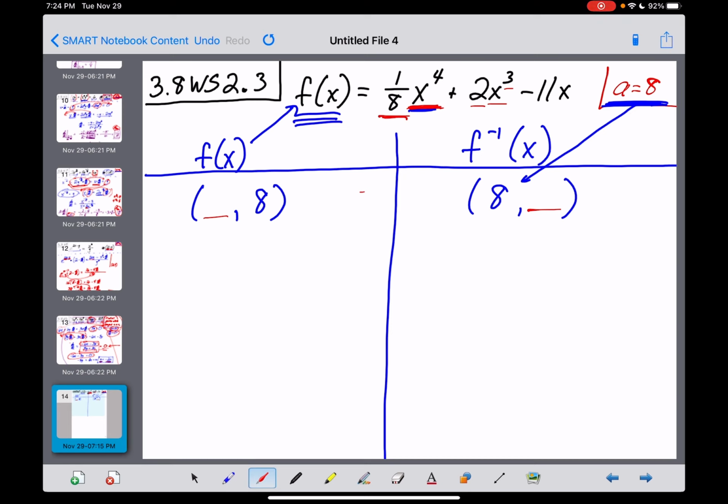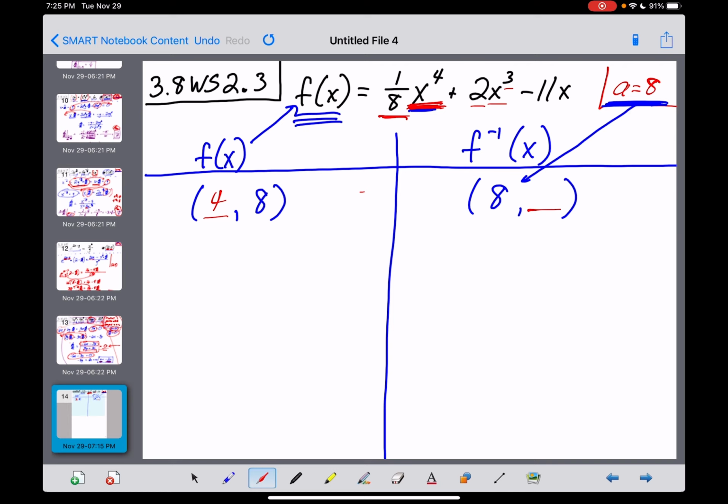81 doesn't divide evenly by 8, so that would get you fractions as well. Let's try 4 and see where that gets us. 4 to the 4th power? That's 256. Is 256 divided by 8 something I can do in my head?